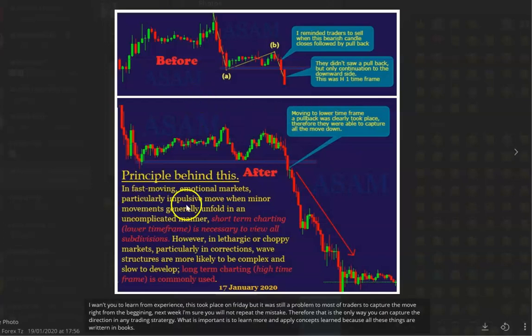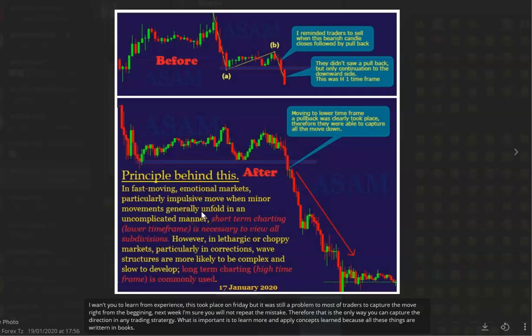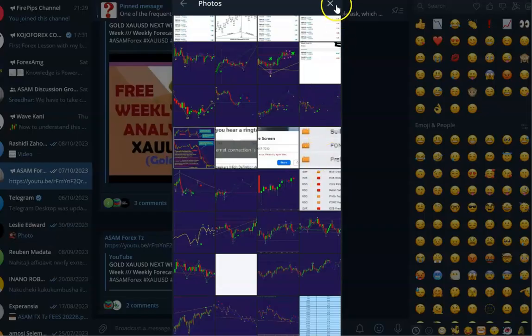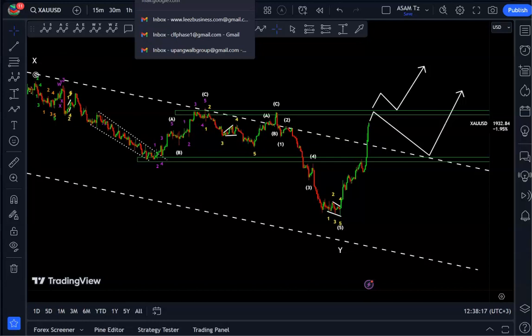So the principle is that in fast moving emotional markets, particularly in passive moves, the minor movements generally unfold in a complicated manner. So they are shallow. Actually, the lower time frames are necessary to view all the subdivisions. This is the idea behind why last week I analyzed the market up to the 30 minute, 20 minute time frame, because I was looking for those possible corrections. So that is powerful. You can go and read the Elliott wave material so you can understand what is going on with the market analysis.